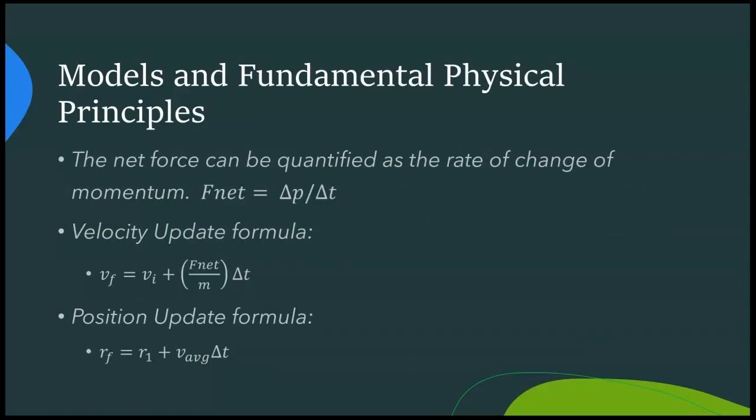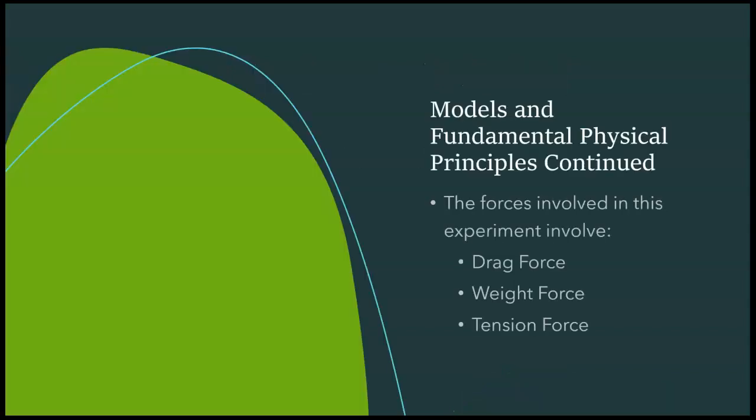The fundamental principles in this lab are as follows. The momentum principle, which states that the net force can be quantified as a rate of change of momentum, where F net is equal to delta momentum over delta time, delta t. The velocity update formula, which states that the final velocity is equal to the initial velocity plus F net over m times delta t, and the position update formula, which states that the final position is equivalent to the initial position plus the average velocity times delta t.